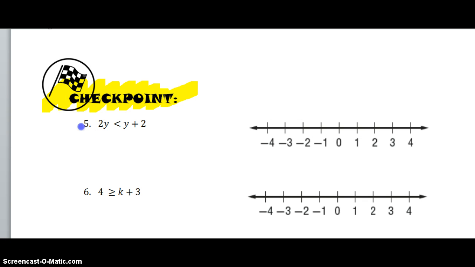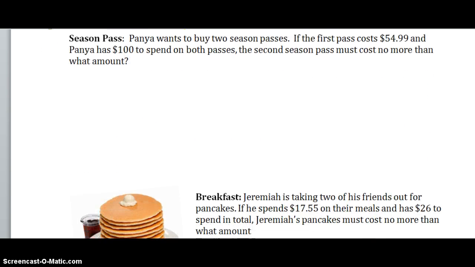All right, we're at checkpoint 5 and 6. Do those two on your own. And let's look at the first word problem we should have time to do together. All right, Pena, she wants to buy 2 season passes. If her first season pass cost $54.99 and Pena only has $100 to spend on both passes, she wanted to buy 2, remember, the second season pass must cost no more than, there's the key words right there, no more than what amount? So it's an inequality.